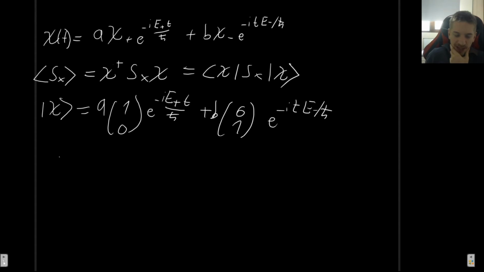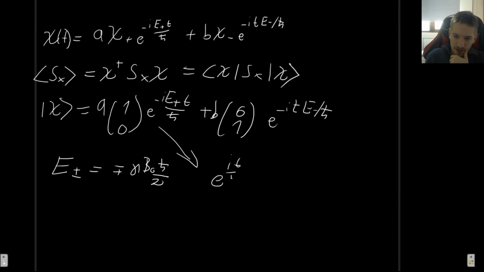But what are these energies? Now remember, these energies, E plus and minus, were minus and plus gamma B0 h bar divided by 2. So these exponentials, now obviously it depends which one, because one is E plus and the other is E minus. I'm going to do one, and the other one will simply have a different sign, as you will see. So this first exponential is going to be e to the i t over h bar times, since this is E plus, minus gamma B0 h bar divided by 2.